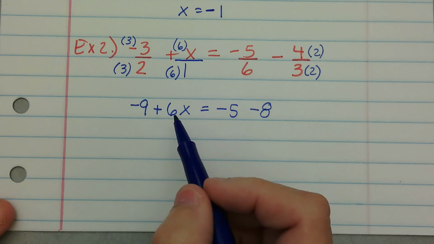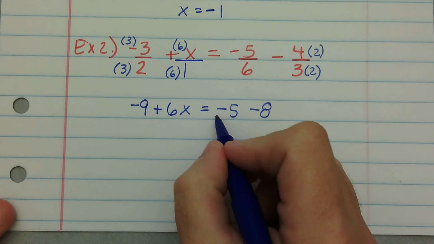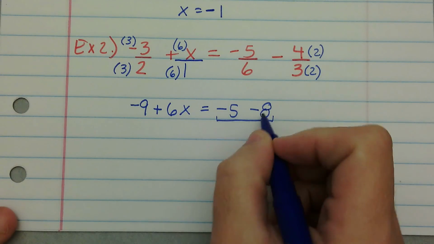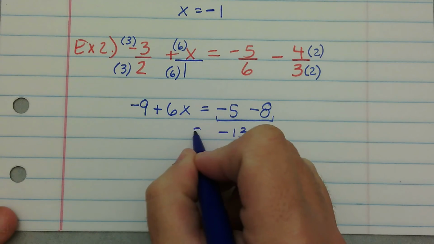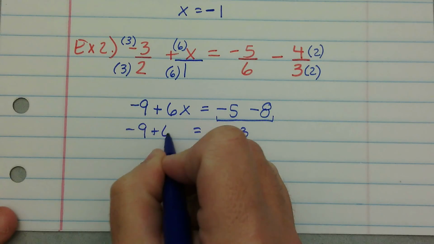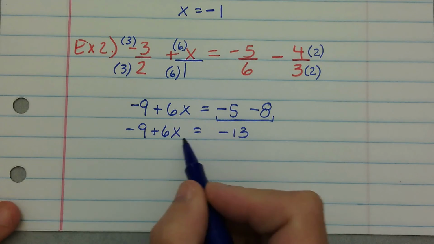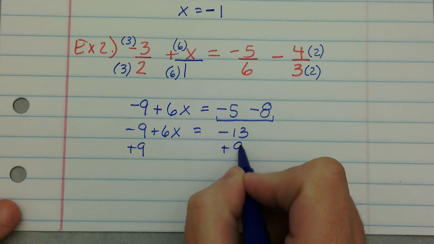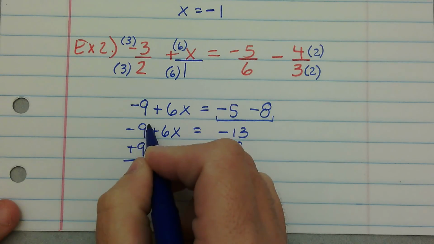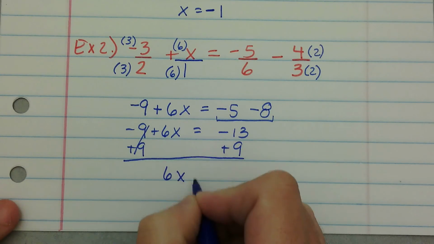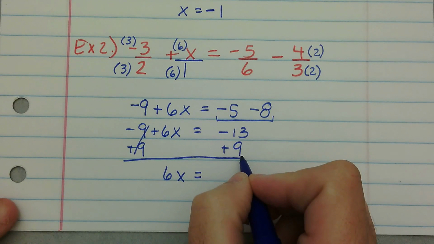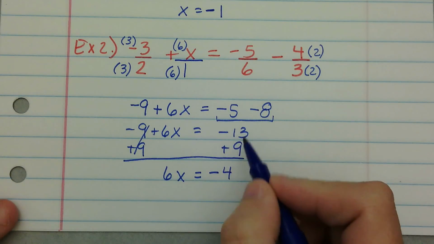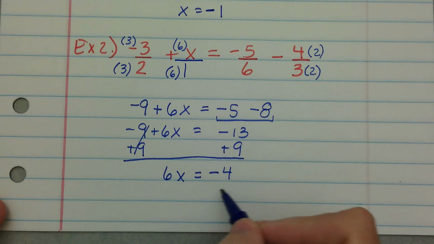On the left side of equals, there are no like terms to combine, but on the right side of equals, I can take negative 5 and add negative 8. Negative 5 plus negative 8 is negative 13. Then I can bring this down. Our goal is to get x by itself, so we need to move the 9. So we're going to add the 9 to both sides of equals. Negative 9 plus 9 cancels. You're going to bring your 6x down, bring your equals down. And negative 13 plus 9 is negative 4. Remember, the bigger one is negative, so that's what the outcome is going to be.